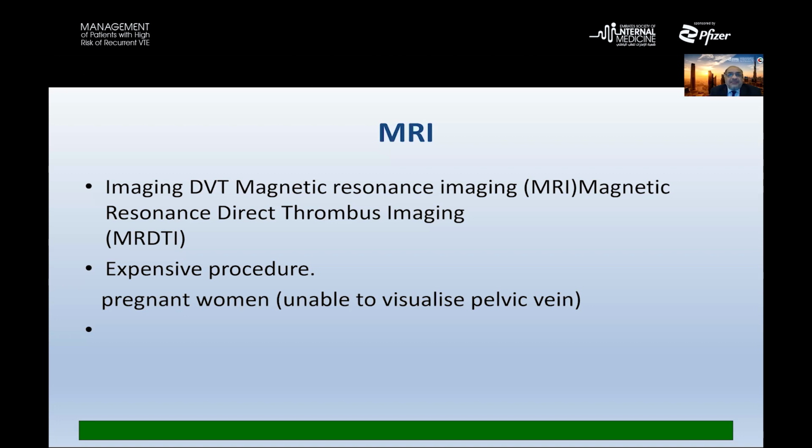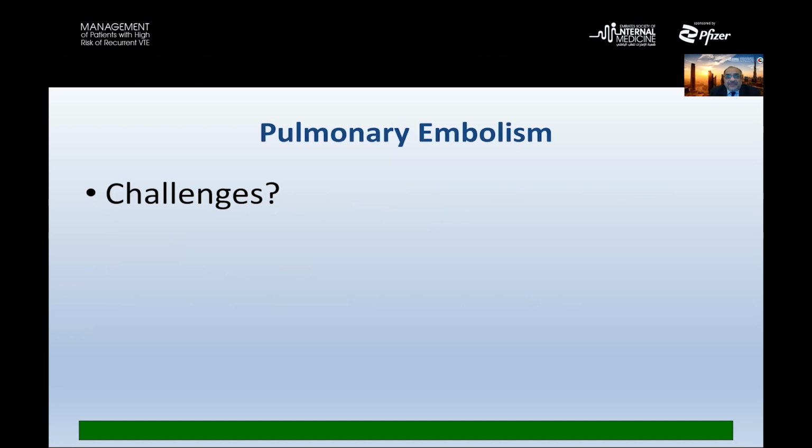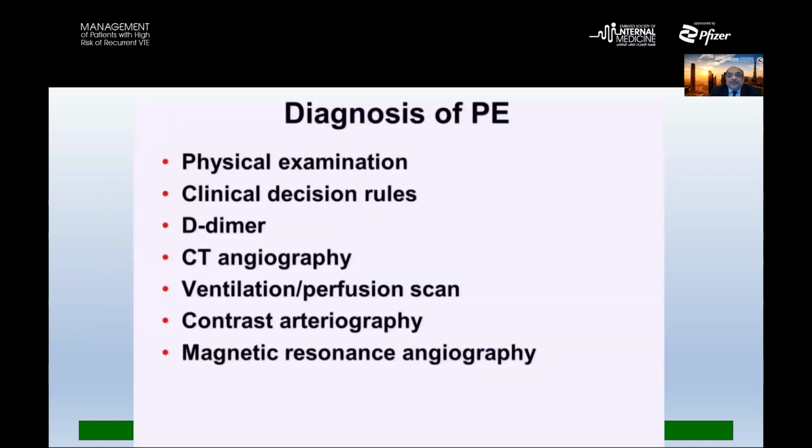For DVT, it's Doppler, where you have to make it serial Doppler, proximal leg Doppler, isolated lower limb DVT, and whole leg, and D-dimer, which we don't know what to take and how to take. Similarly, in pulmonary embolism, it's the physical examination, decision rule, D-dimer, CT angiography, ventilation perfusion, contrast, and magnetic resonance. So the things are almost the same.